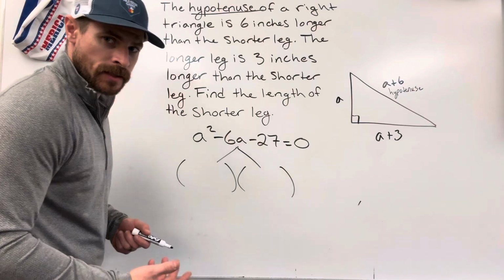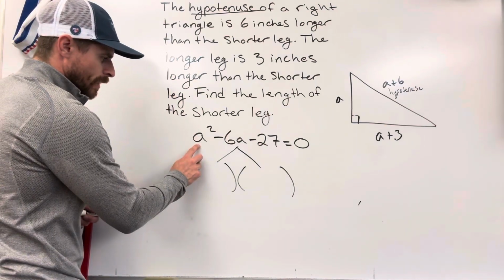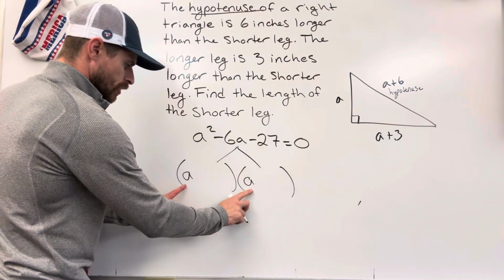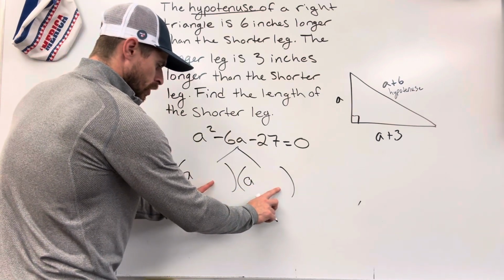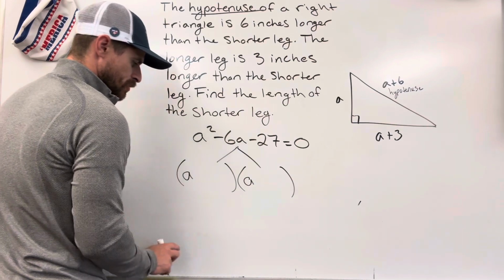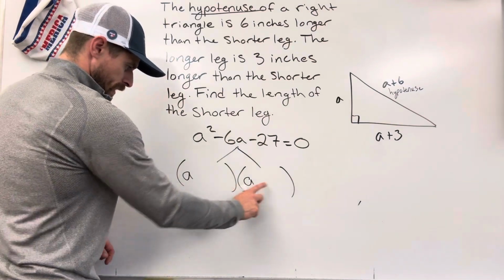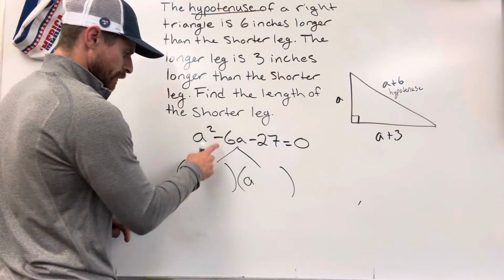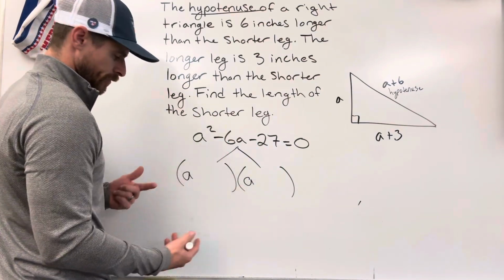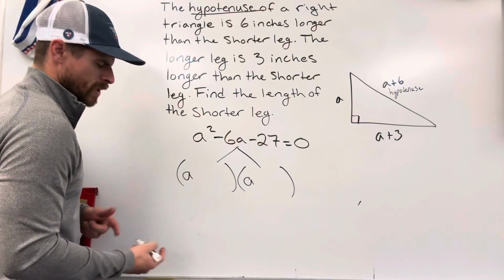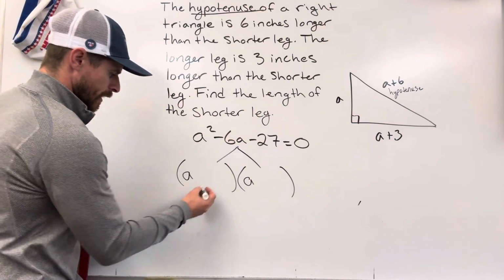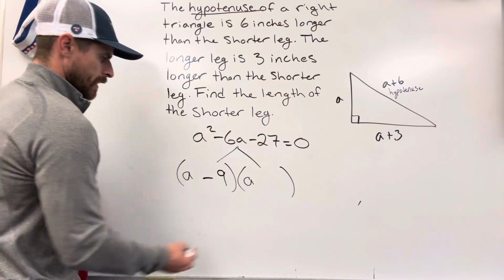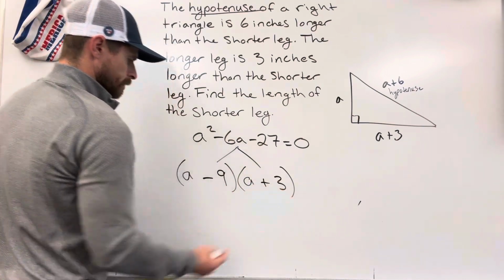Hopefully you've had enough time to determine what those two values are. A squared in the front is going to come from an A here and an A here in our first terms. Now in the second terms of each binomial, I need two numbers that multiply together to make negative 27, but add together to make negative 6. This is called factoring. If you're being asked a question like this, you definitely should know how to factor by now. Those two numbers are going to be a negative 9 and a positive 3.